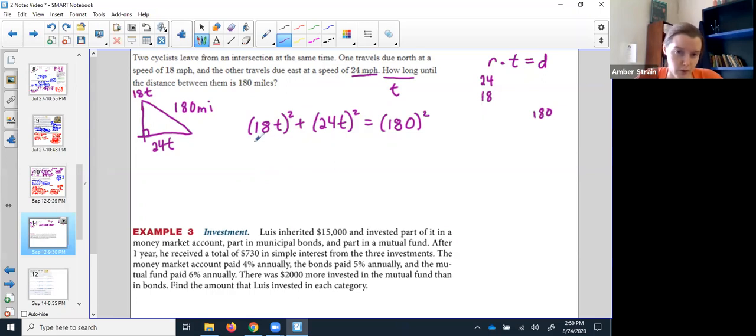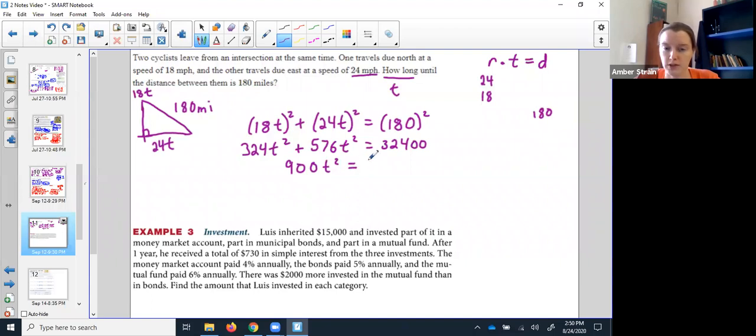So this turns into 324 t squared. This one is 576 t squared. And this one is 32,400. And I add those up, it's getting a little prettier. It becomes 900.